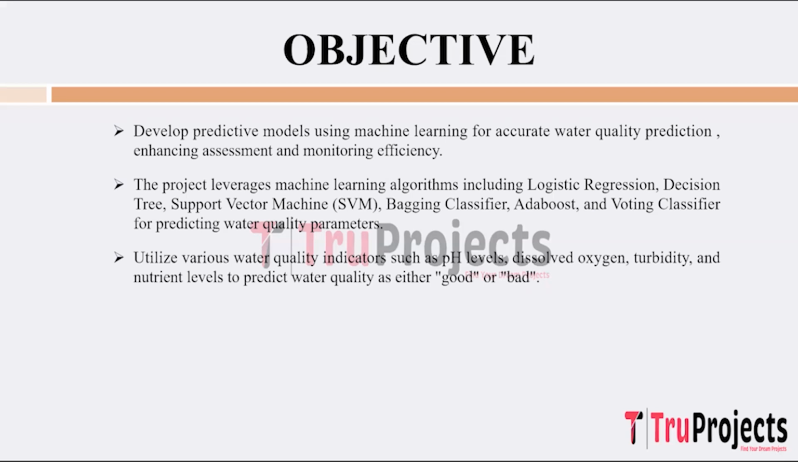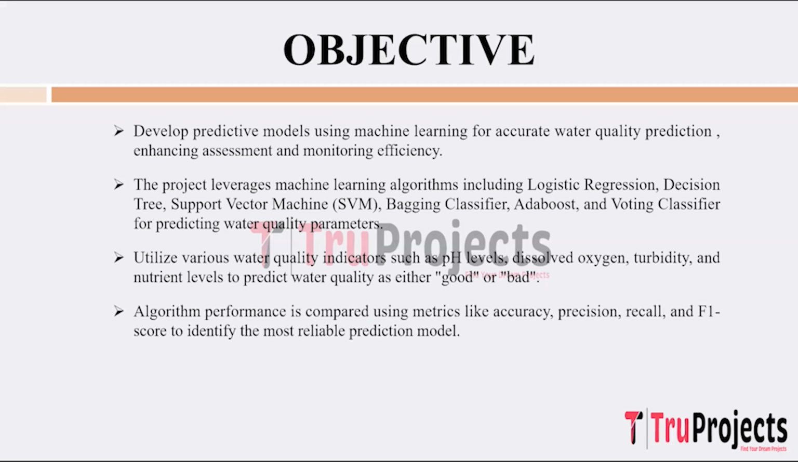The project employs water quality indicators such as pH levels, dissolved oxygen, turbidity, and nutrient levels as input variables to predict whether the overall water quality is classified as good or bad. By analyzing these indicators, the project aims to assess water quality and provide insights into its sustainability for different purposes. Algorithm performance is compared using metrics like accuracy, precision, recall, and F1 score to identify the most reliable prediction model.